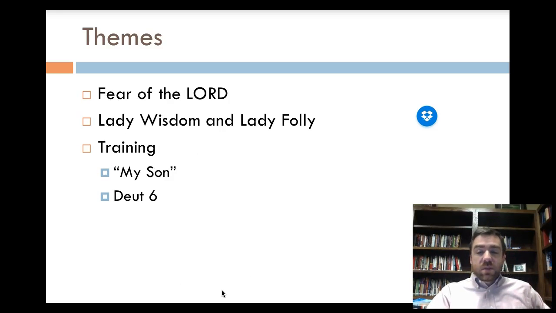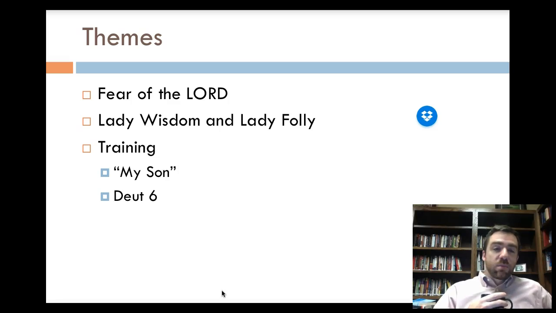Some themes of Proverbs that you probably need to remember: fear of the Lord. So what is the fear of the Lord? Well, fear doesn't mean you're a scaredy cat, although there's some implications there about being afraid. But it means a proper understanding of who God is and who we are in light of who God is. So proper understanding of God's holiness and our sinfulness, and realizing that we can't stand before him without his help. I've mentioned Lady Wisdom and Lady Folly a number of times. Again, we're getting these idealized descriptions looking for Lady Wisdom and Lady Folly.